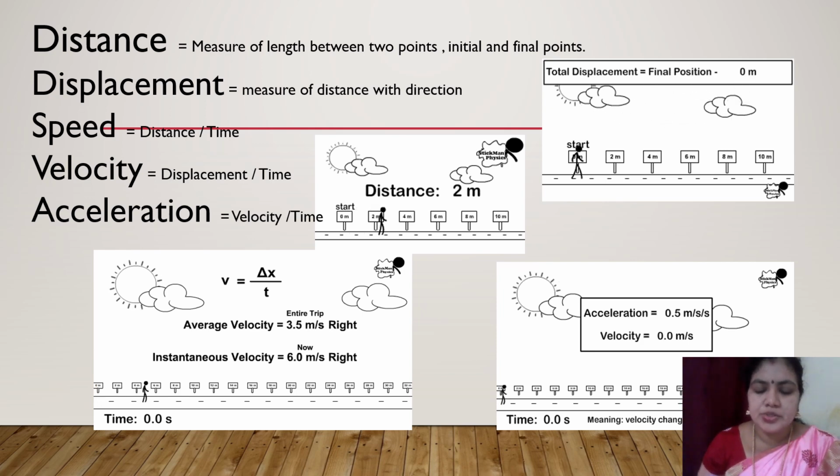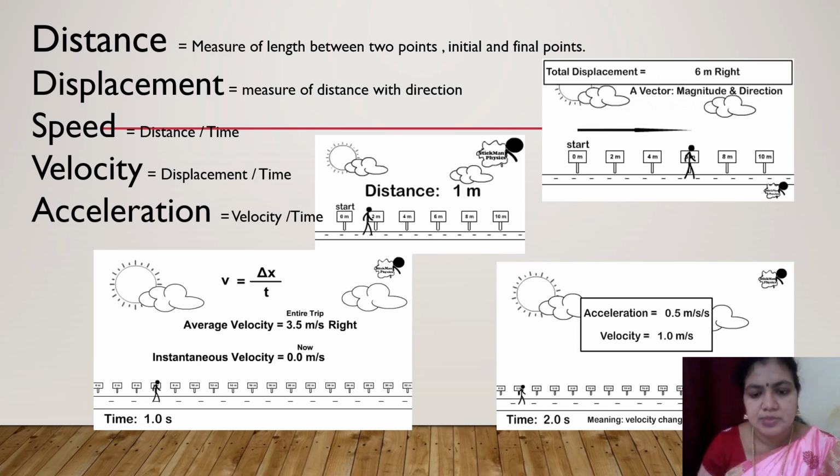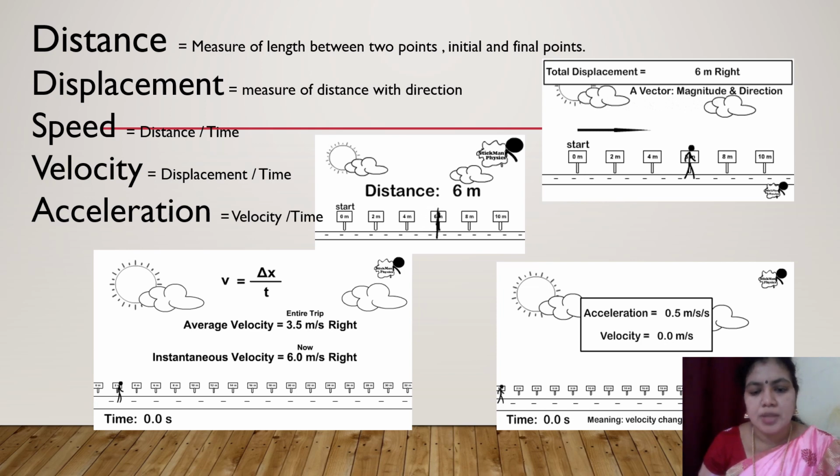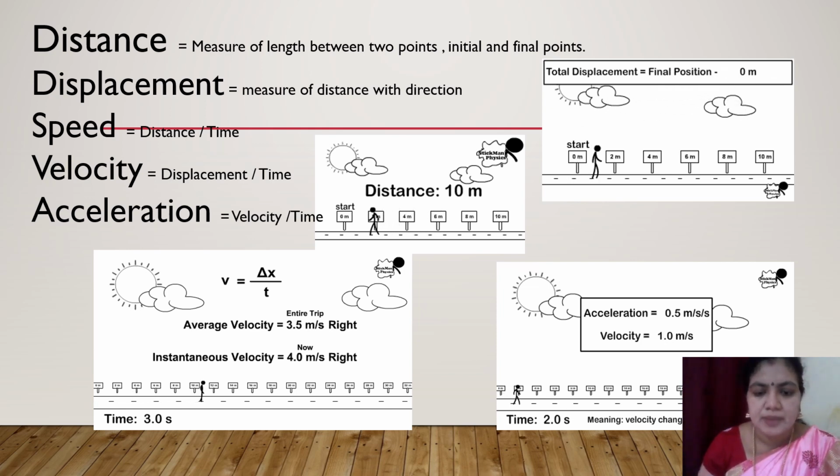Here I am going to define the basic terms of measurement: distance, displacement, speed, velocity and acceleration. When I say distance, it is the measure of the length between two points, initial and final points. So distance is equal to the final position minus the initial position. You can see in the animation that a boy walks from the 0 meter point to the 6 meter point. Now he returns from the 6 meter point to the 0 meter. So even though he has walked up and down, 6 meter plus 6 meter, the distance covered becomes 0.